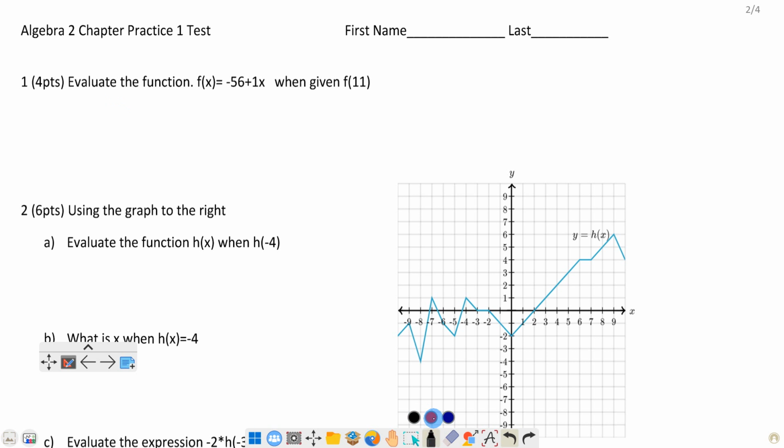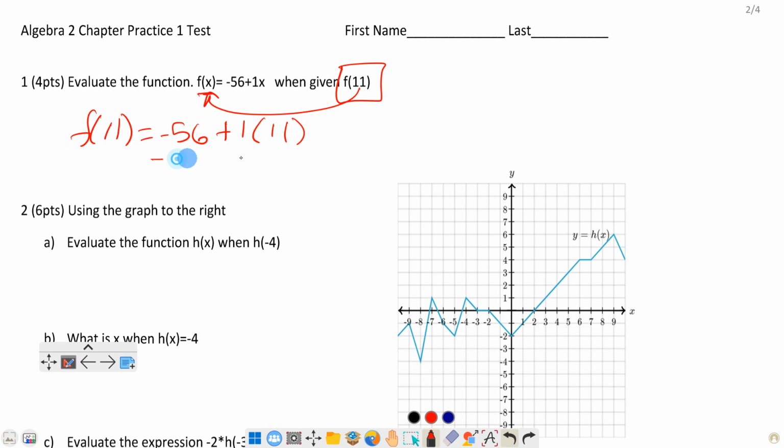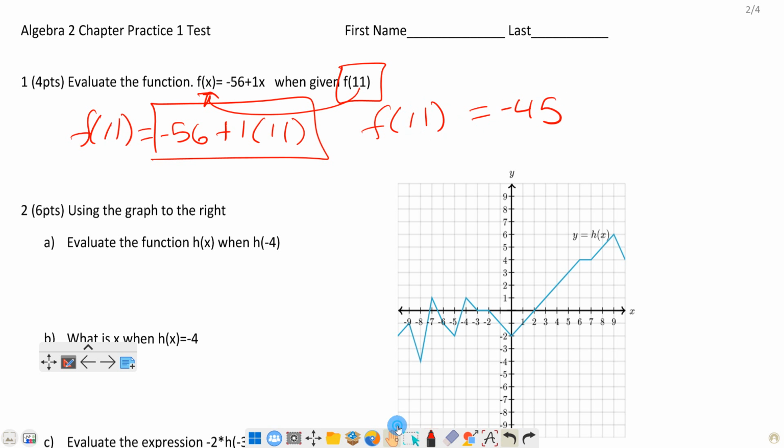And I'm going to run through this really quickly. Since you already have the solutions manual, I'm just going to tell you why the first step is what it is. You can take a look at the solutions manual. What we're looking at here is f is equal to 11. So what we need to do is substitute 11 in there. So we end up with f of 11 is equal to negative 56 plus 1 times 11. And then all you do is you go through and simplify that, and you end up with f of 11 is equal to negative 45.